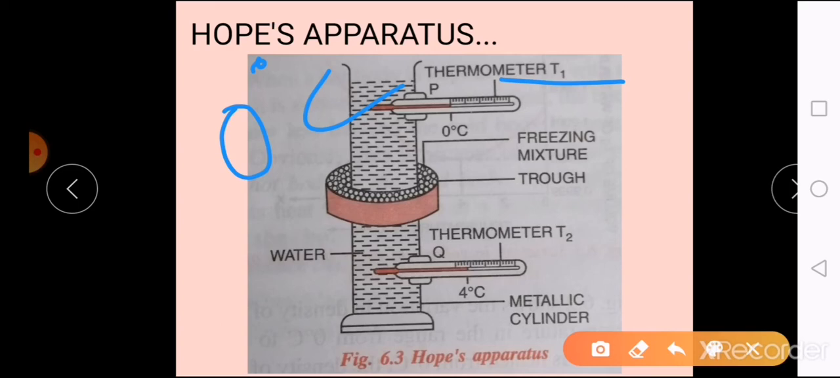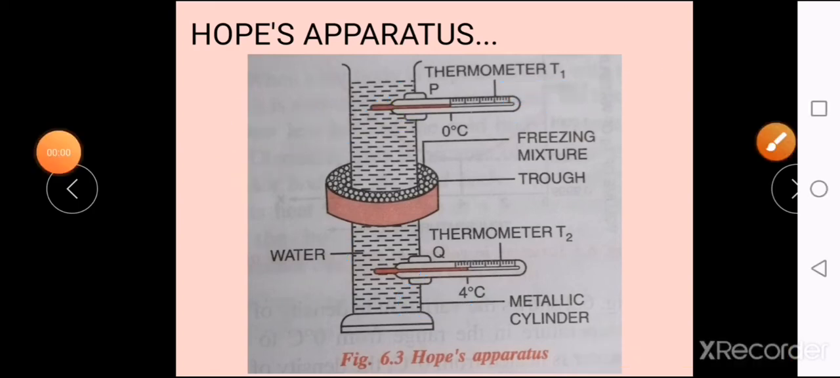Now when you come across the two thermometer readings, your final readings will be like this. Your T2 value will be steady at 4 degrees Celsius continuously, and T1 value will be steady at 0 degrees Celsius continuously. Now let us see what will be the reason for this. We are learning about anomalous expansion of water. Now let us see how this anomalous expansion of water is taking place in this Hope's experiment.